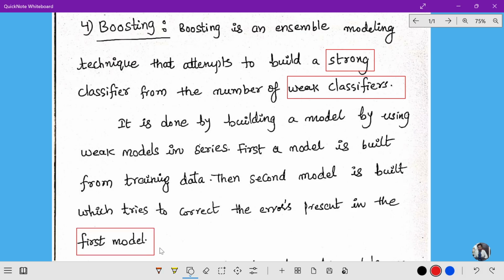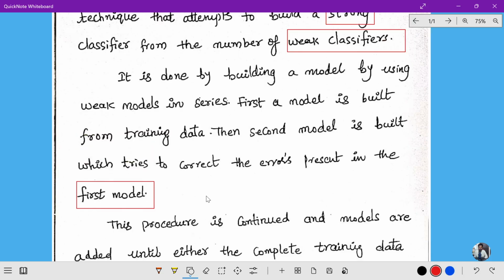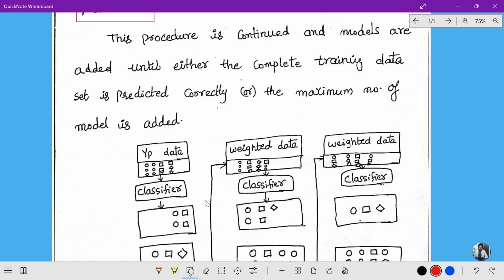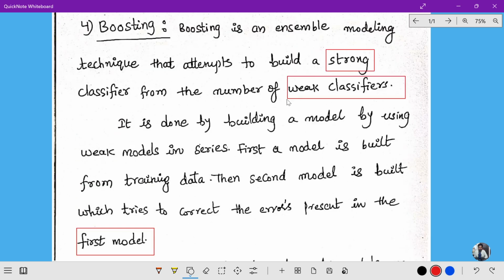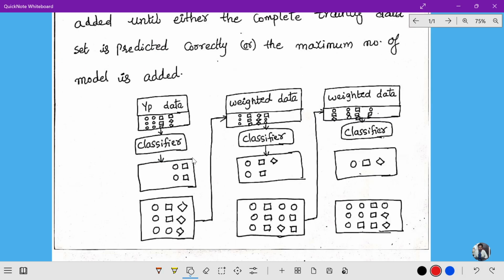So what is going to happen? We are going to build a strong classifier based on weak classifiers. This is what we call boosting. The procedure is continued and models are added until either the complete training data set is predicted correctly, or the maximum number of models is added. So in this, we take a weak classifier and we build a strong classifier.